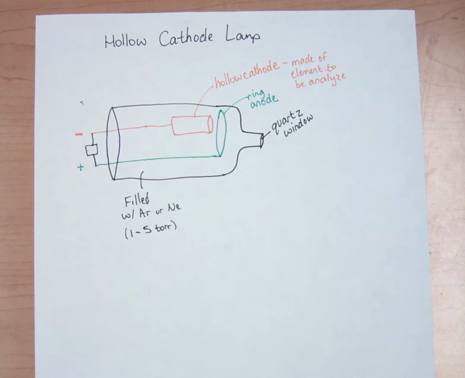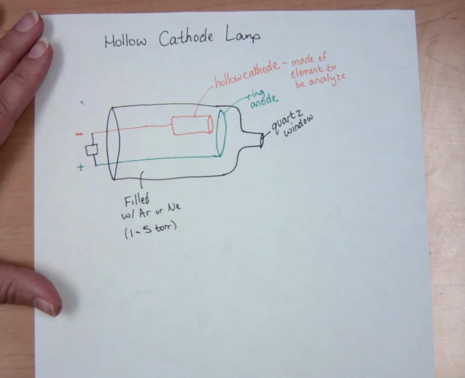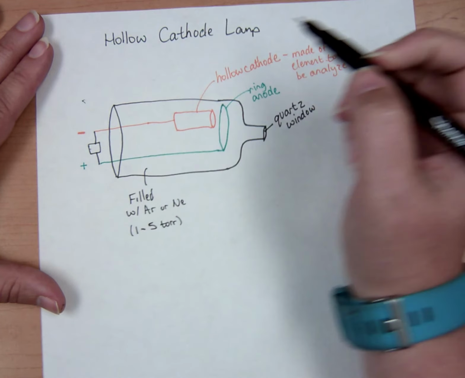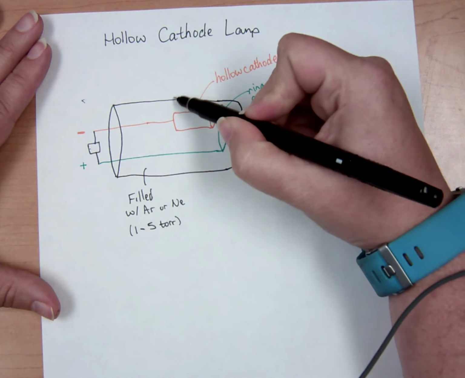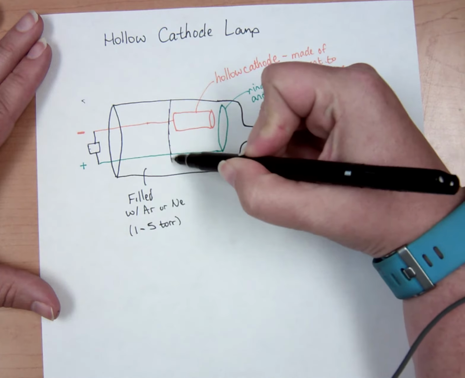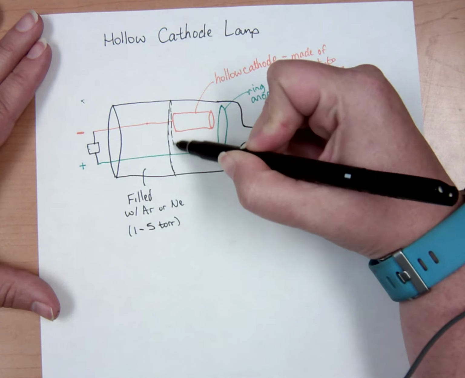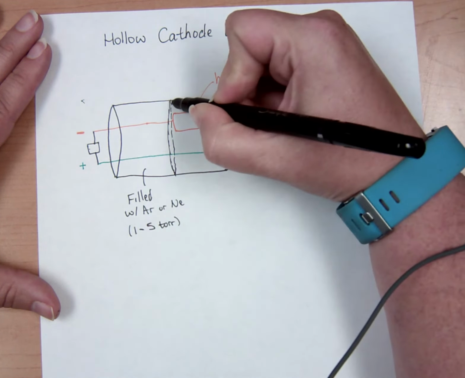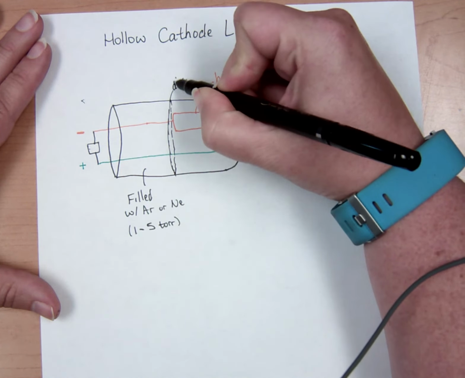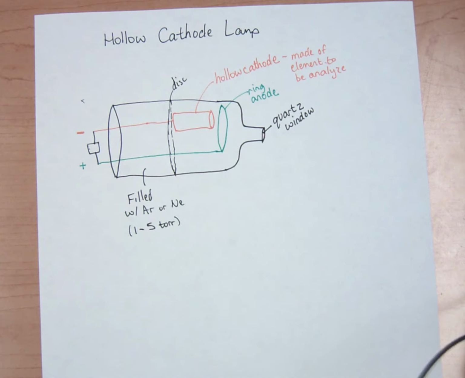All right, so here we go. We have a hollow cathode made of our element. We have a ring anode. And then we're going to have kind of a disc in here that's basically going to separate our extra space from everything else. We've got this disc in here. Okay, so what goes on in this hollow cathode lamp?